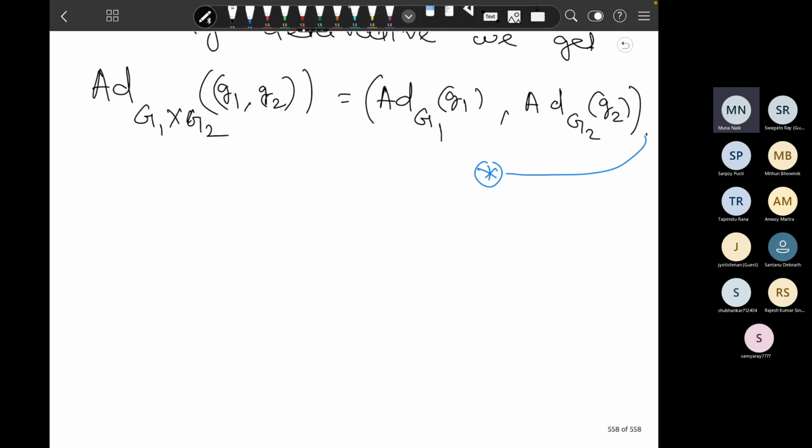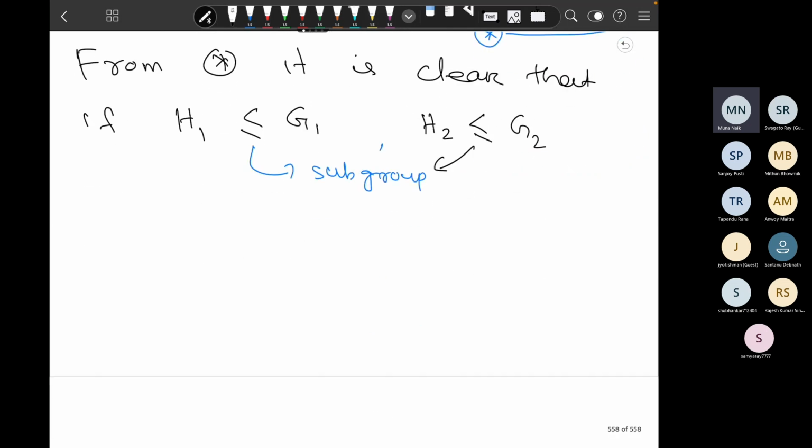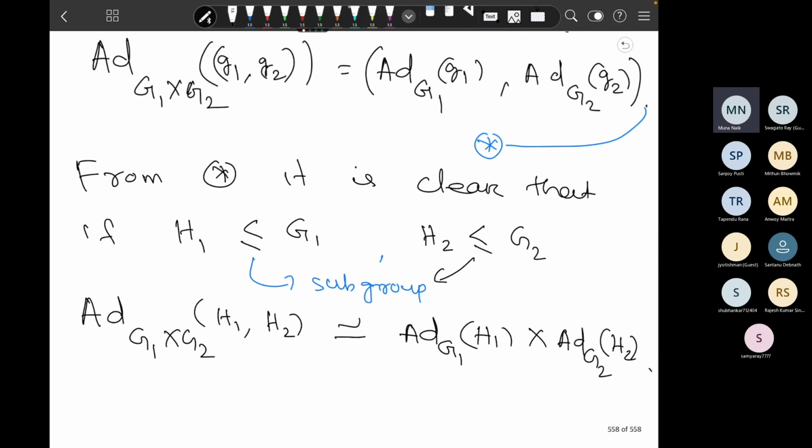Okay, so from star it is clear that if H1 is a subgroup of G1, so this is the notation for subgroup in group theory, and H2 is a subgroup of G2, then that will give you that R of (G1 cross G2) over (H1, H2) is really diffeomorphic to R G1 over H1 plus R G2 over H2. So this is a thing.